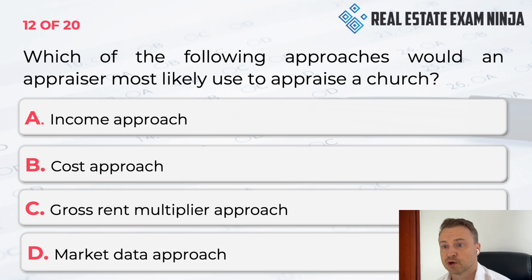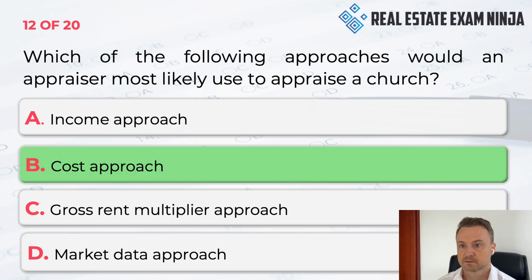Now, gross rent multiplier, that's also an income approach. So no. Market data approach is like a sales comparison approach, and that can be helpful, but it's probably not the most likely. When you're appraising a new church, the bank's going to want to lend on the cost to build because it's a very special use property. So the cost approach is the most important for a church.